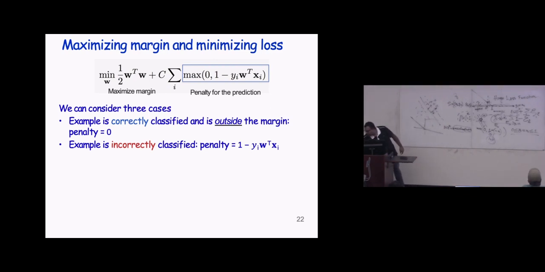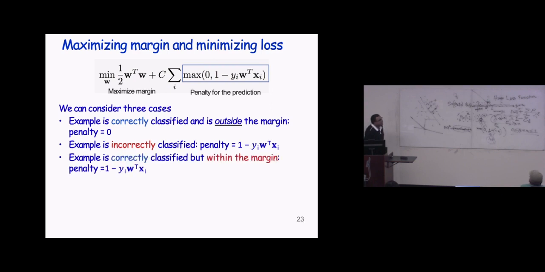Let me see, how are we doing with time? Okay, we have some time, so let me go over. If you incorrectly classify, you get a penalty. And if you correctly classify, but you are too close to the margin, you still get a penalty. That's what this part is. You correctly classified, but still get a penalty. And here you get an even bigger penalty because you are wrong.